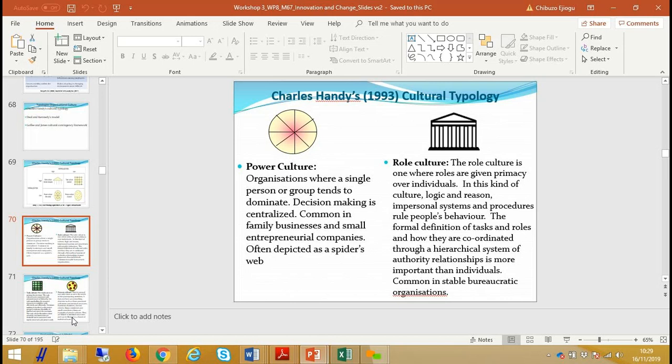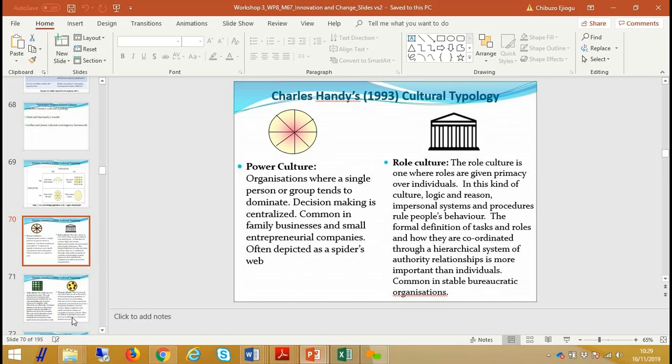We have the role culture. This is more a bureaucratic type of organization. You get a lot of large organizations, civil service, public service organizations having this type of culture. It's more about process, filling forms, following due process, due procedure. And the idea is that each of these processes or procedures has some logic behind it, and there's a reason why we are doing it.